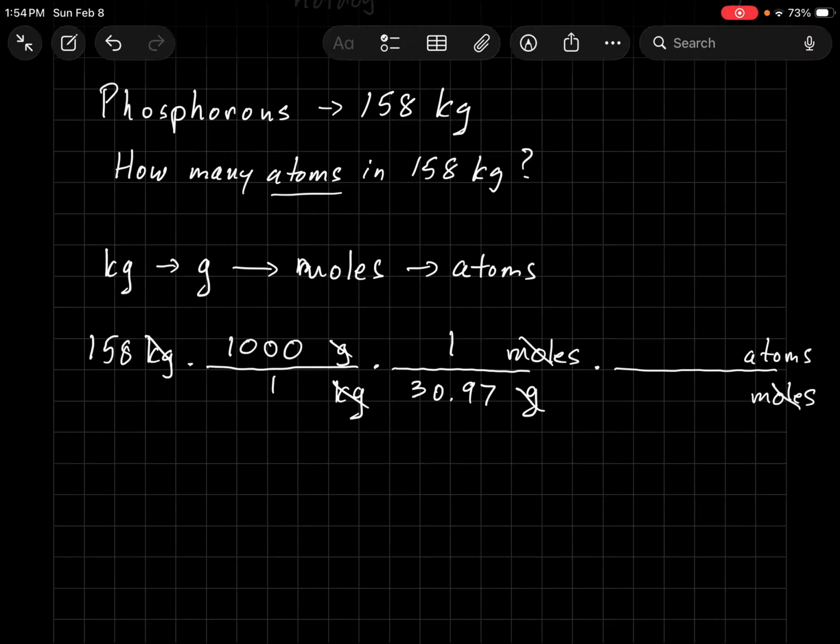Atoms up top because that's what I want. And I know that there are 6.022 times 10 to the 23rd atoms per 1 mole. Now if I do all my calculations correctly, I end up with 3.072 times 10 to the 27th atoms in 158 kilograms of phosphorus.